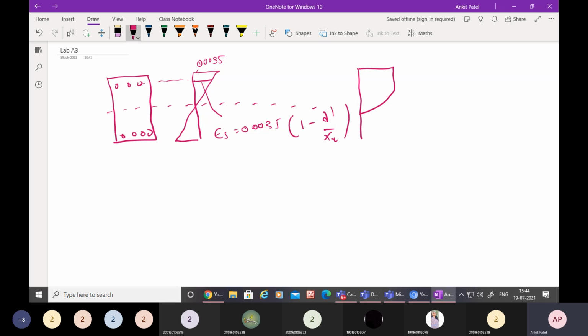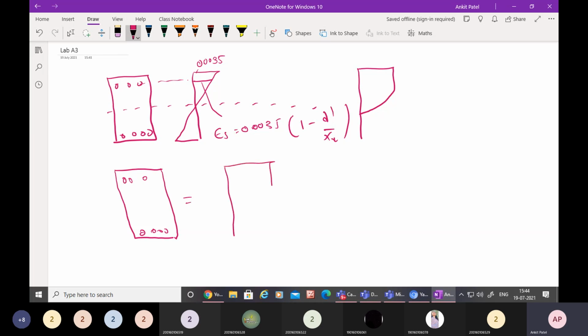But before drawing this stress diagram, what I'm going to do is divide your section. This one is your doubly reinforced section, and to make it simple, I'm going to convert it into two types of section. This one is your doubly reinforced section, and for simplification I'm going to divide it into two parts.